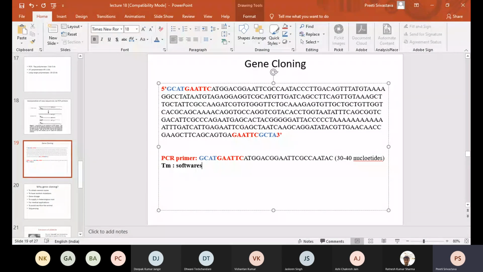So when we talk about gene cloning, the rules of length and the calculation of TM change, but the remaining rules will be applicable. Hope it is clear to the class. Likewise, when we design the reverse primer, again you can design it using the same idea. The primers are designed from 5' to 3' direction.